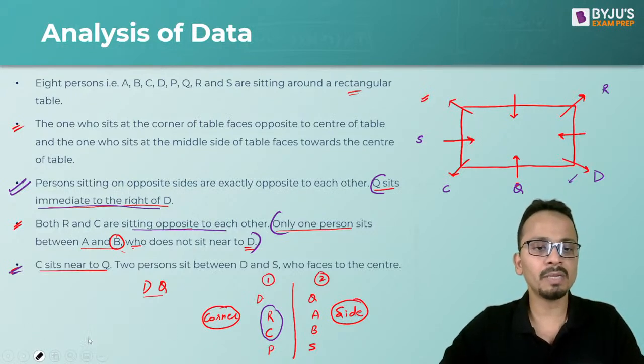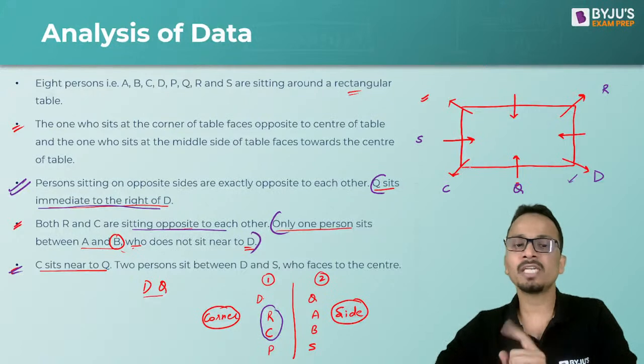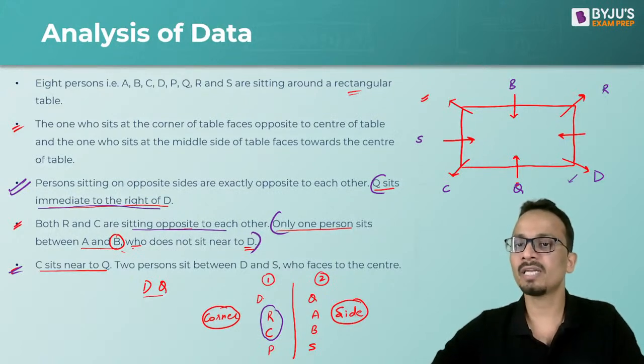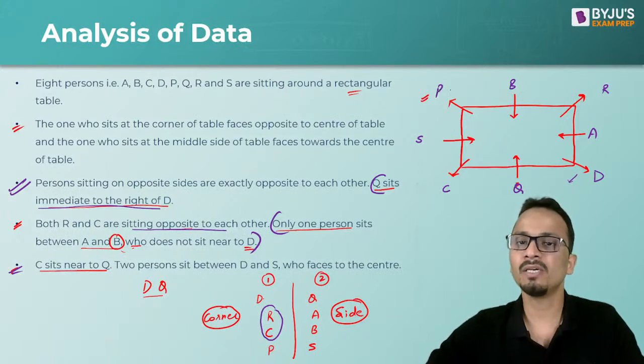Now remaining place for A and B. Only one person sits between A and B. B does not sit near to D. So B will sit here and A will sit here, and the last person who is P will sit at this place.